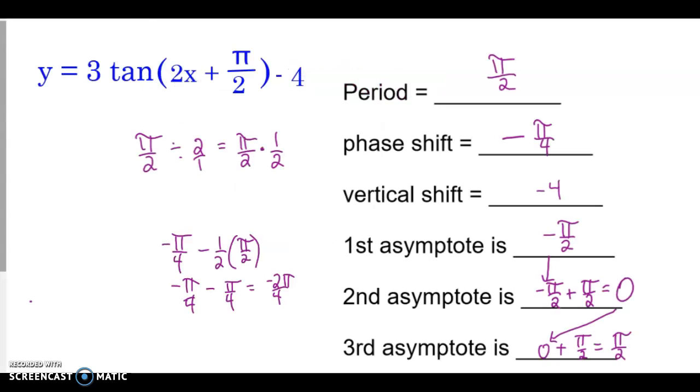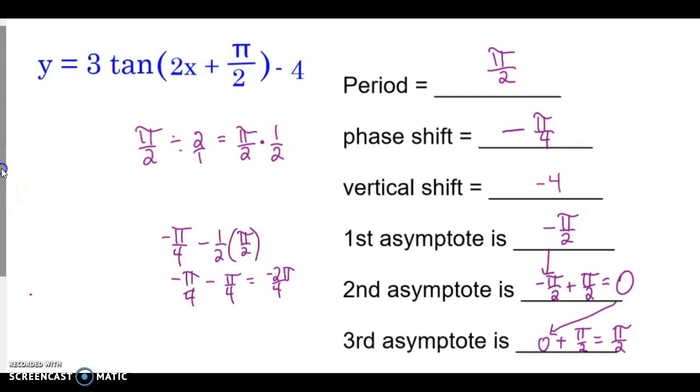Okay, let's take a look at one. This one's already done, but I'll explain each of the answers. To find the period, it is pi divided by what's in front here. So it was pi divided by 2, period. Phase shift, change this sign, and it is this divided by this. So pi over 2 divided by 2, change to multiplication, flip it, negative pi over 4. Vertical shift, same as before, number at the end.